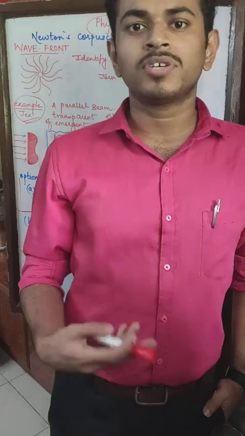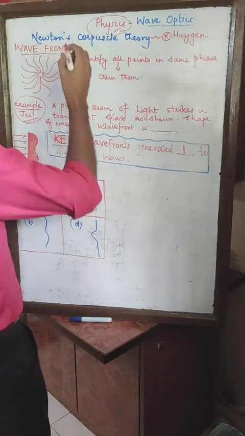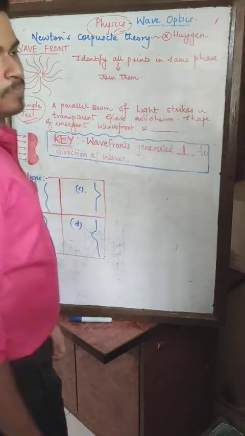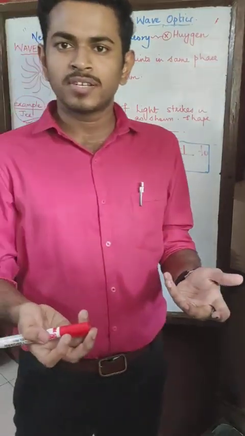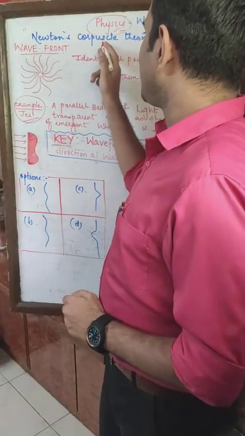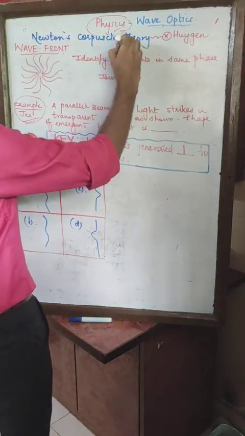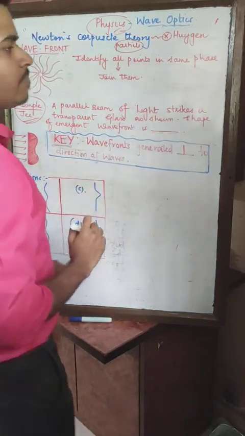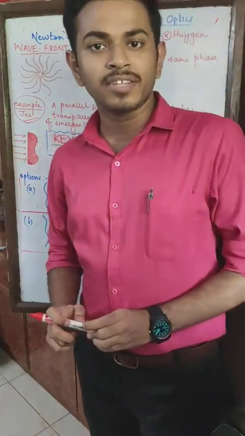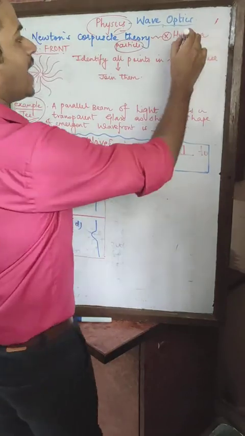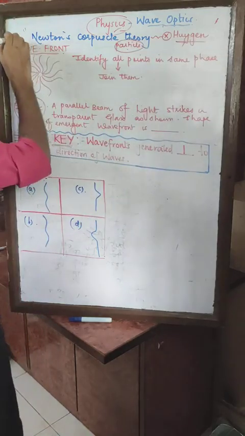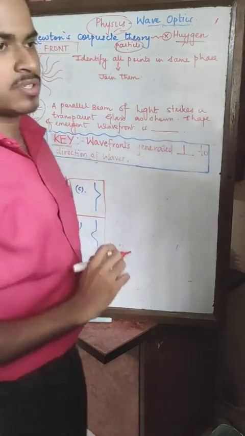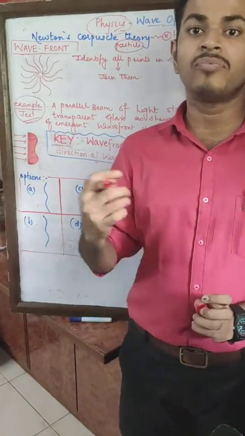Before we move on to wavefront, let's quickly understand the history. The history lies in Newton's corpuscle theory. Newton stated that light is made up of small particles, so light should behave in a particle manner. Light should exhibit particle nature, which was opposed by Huygens. When he conceptualized his theory, he took a concept called wavefront.